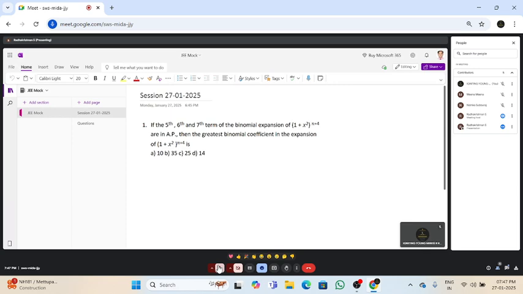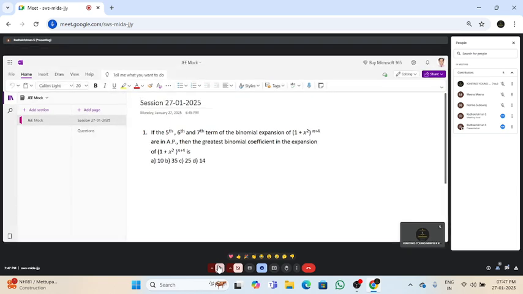Yeah, let's get started. So this is my first problem. If the 5th, 6th and 7th terms of the binomial expansion of (1 plus x square) whole to the power of n plus 4 are in AP, then the greatest binomial coefficient in the expansion of (1 plus x square) whole to the power of n plus 4 is, 4 options are given.